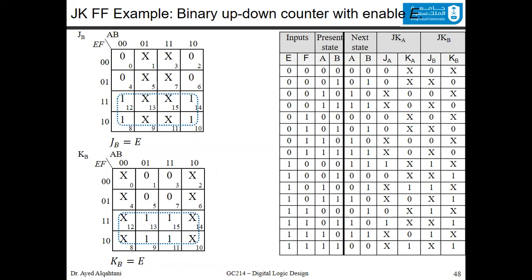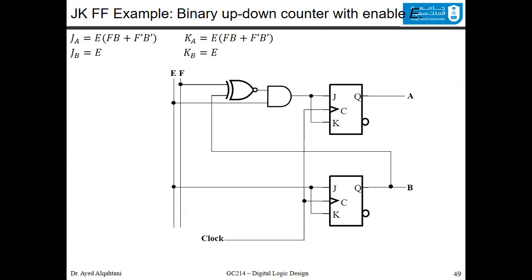For the JB and KB, it's even easier. We generated one box here and another box over here. And this one is only E. You can see E is the only one that is constant. So we have JB equal to E and also KB equal to E. And you can follow how we did the optimization. And from those 4 equations that we generated, I will write them down again here.